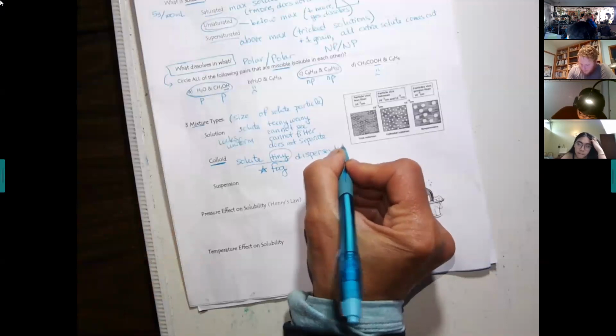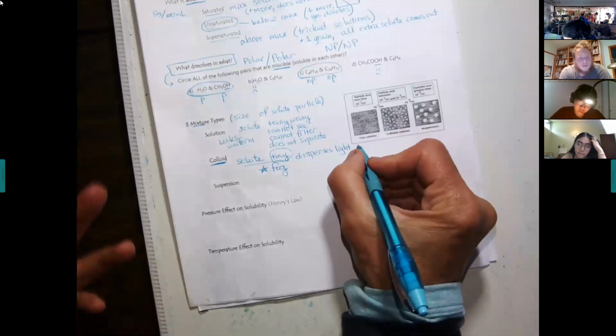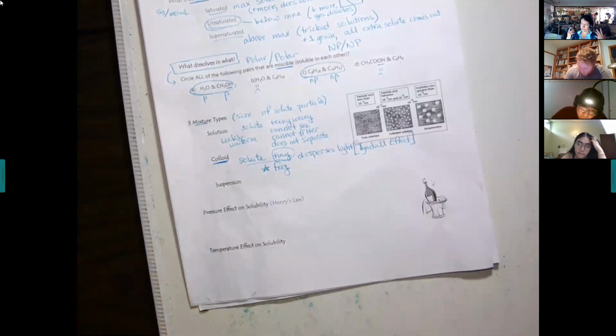So in a solution, the solute is too small to make the light particles disperse, but in a colloid, the particles are just big enough that if you shine a light at a colloid, the light will go in every direction but straight ahead. The guy who illustrated this was called Tyndall, so it's called the Tyndall Effect.